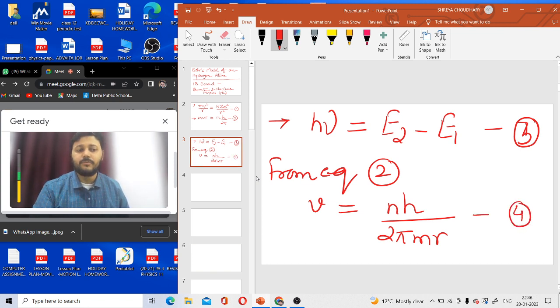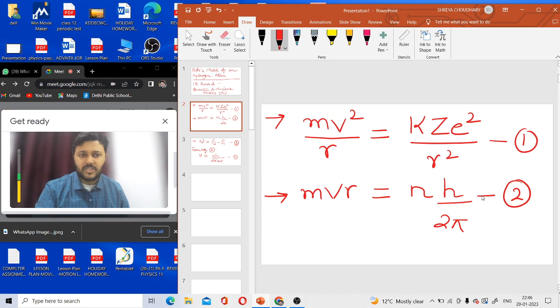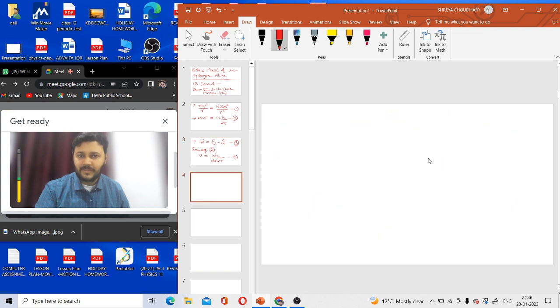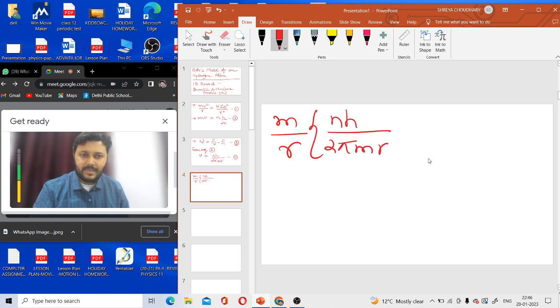Putting equation number 4 in equation number 1. Again, let us see what is equation number 1. Here you can see equation number 1: mv square by r is equal to kZe square upon r square. So let's put the values. m upon r, in place of v, we will have nh upon 2 pi mr whole square, equals kZe square upon r square.